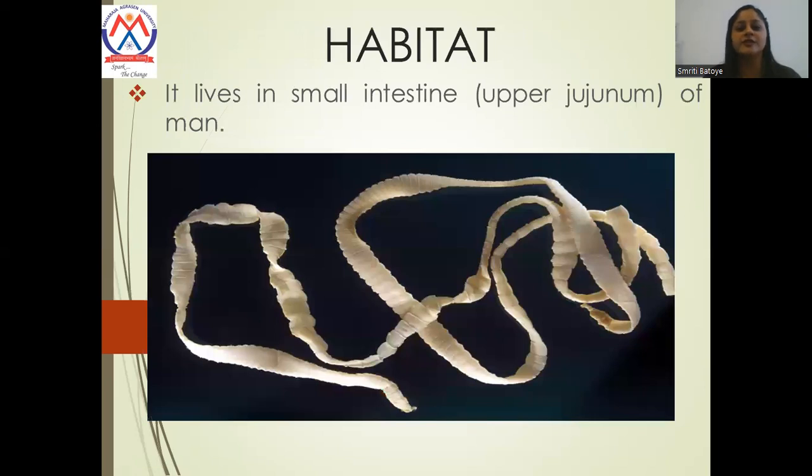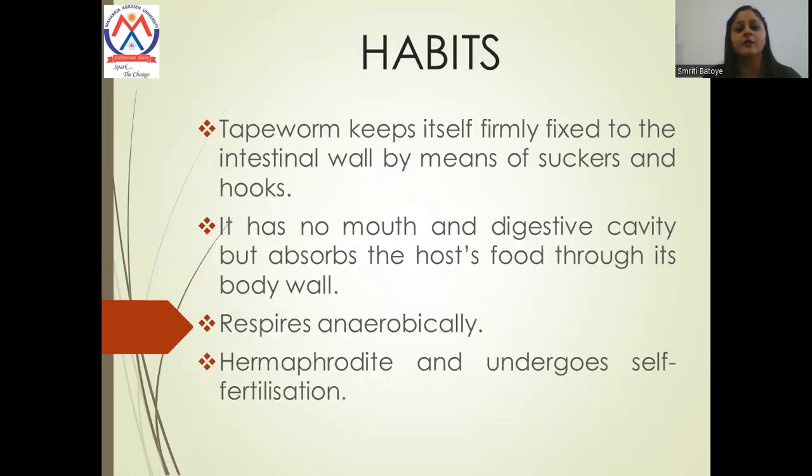Next, we are going to discuss the parasite habitat. It mostly lives in the small intestine of the human. If we talk about its habit, it is mostly present in the intestine of the human, and with the help of its suckers and hooks, it attaches to the intestinal mucosa. It exhibits two kinds of host. One is man, which is known as the primary host, and the second is the pig, which is known as the secondary host, also known as the intermediate host. They complete their life cycle in two hosts.